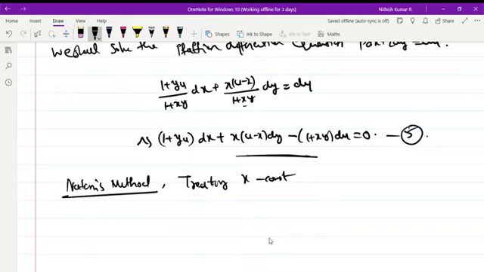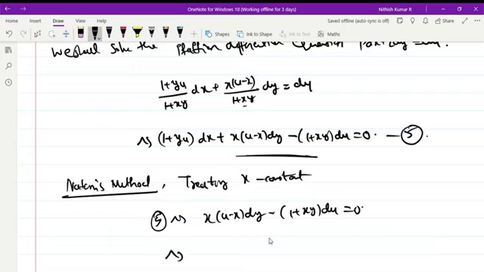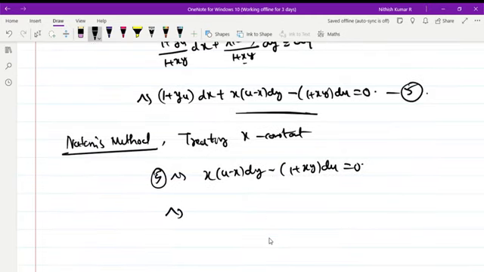Now Q is nothing but x into u minus 1 plus x into y dy equal to du. That is, this gives 1 plus u into dx plus x into u minus x dy, because the denominator is common, minus 1 plus x into y du equal to 0.